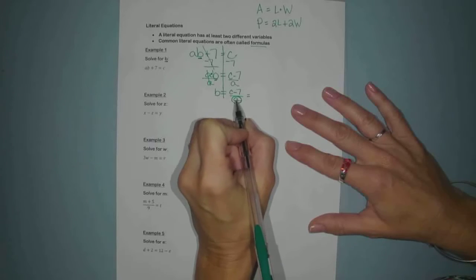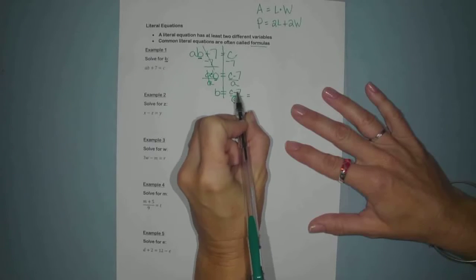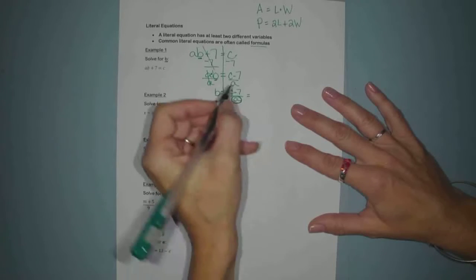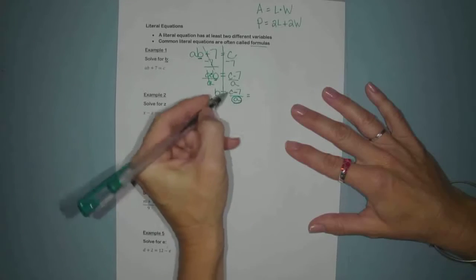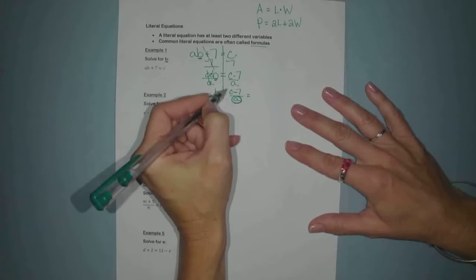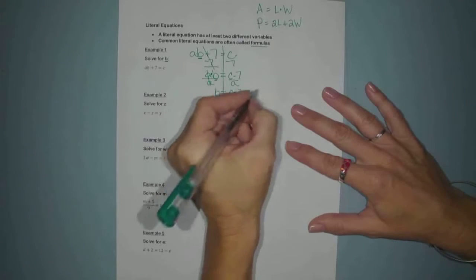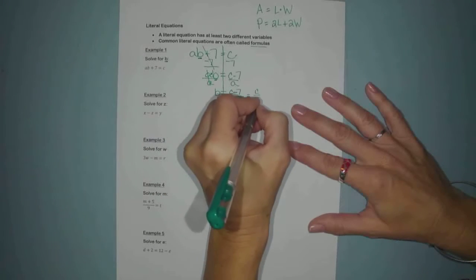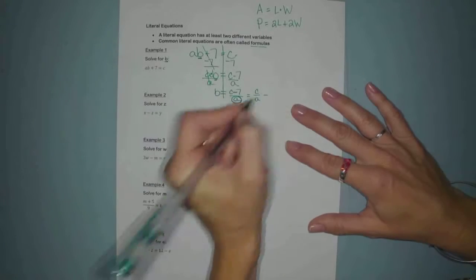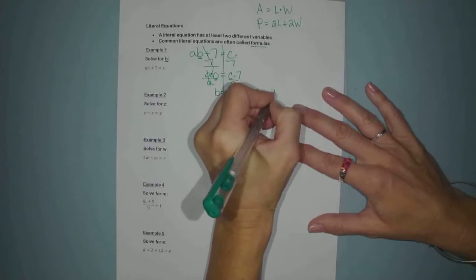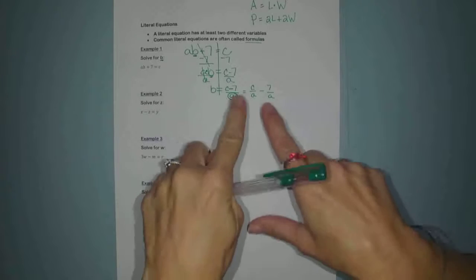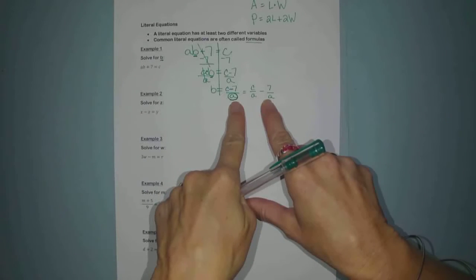When you have this situation, you may take anything in the numerator connected by pluses or minuses and separate it over this denominator. So you could do this, C over A minus 7 over A. So either one of these answers is acceptable.